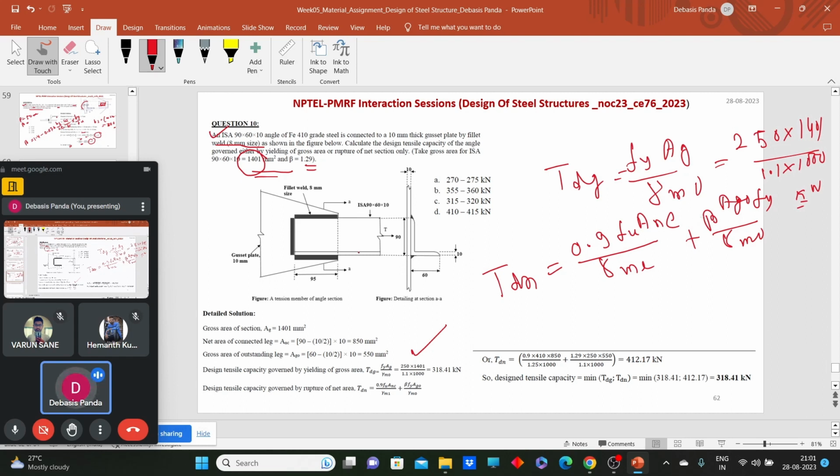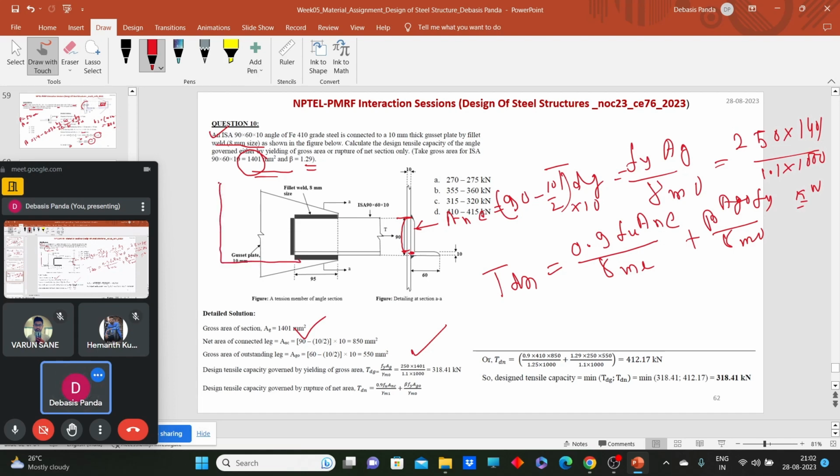So what is the value of Anc? Here no bolt hole is made. So what is the gross cross sectional area of the connected leg? Anc will be nothing but the area from the top to the center. So Anc will be 90 minus 10 by 2, that means we come up to the center line, into the thickness 10. So here it is 90 minus 10 by 2 into 10. We just need to come up to this section.